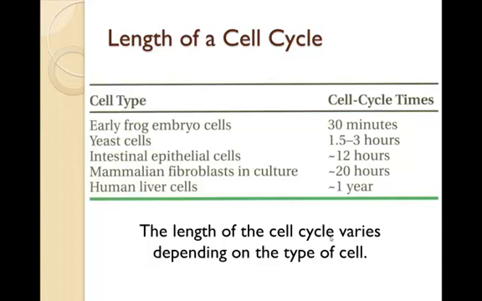Now the length is interesting because it differs for different cells, even in the same organism. Your brain cells and your bone cells will not necessarily take the same length of time to go through a cell cycle. Here are some differences. Early frog embryos take 30 minutes to go through a complete cell cycle. Yeast cells take 1.5 to 3 hours. Intestinal epithelial cells, the cells that line your intestines, take 12 hours. Mammalian fibroblasts in culture take 20 hours. And our own human liver cells take 1 year. You don't need to memorize these times. This is just showing you the length of the cell cycle varies depending upon the type of cell.